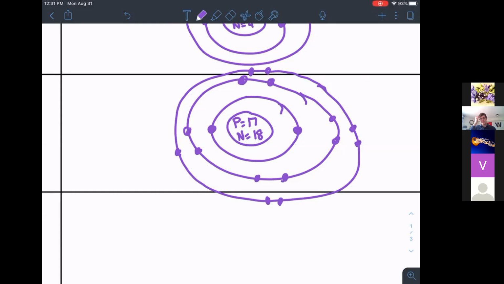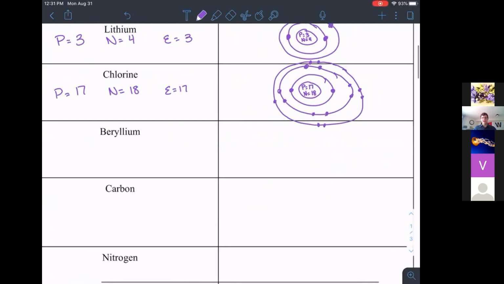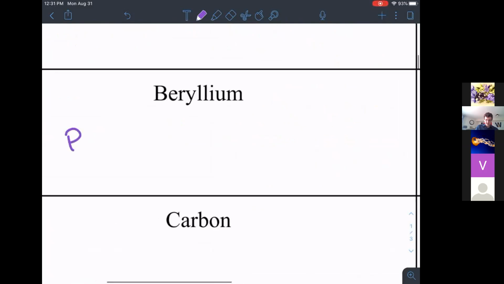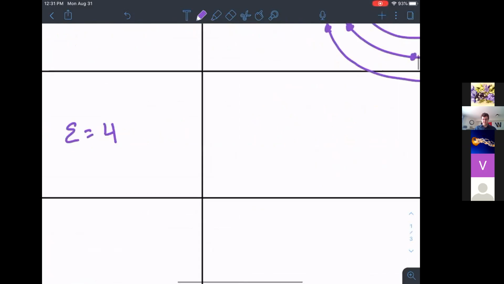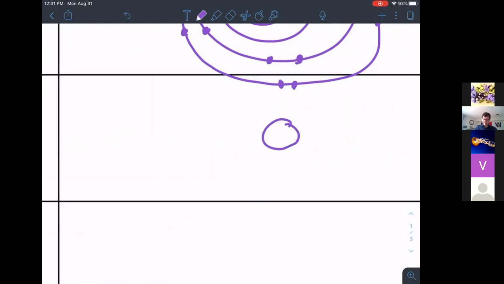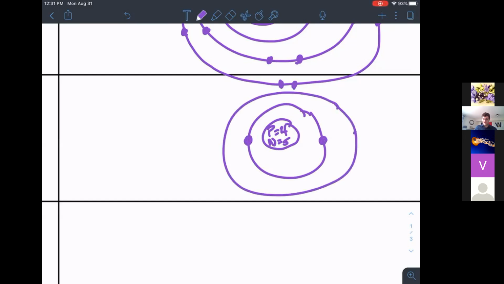So this is what I looked for when I was looking for chlorine. Remember, this was the hardest one, I think, for most people. The next one made it a little easier again, beryllium. The protons for beryllium were 4, the neutrons were 5, and the electrons were 4. We drew our nucleus, with protons 4 and neutrons 5. And then we drew our first orbital with 2 electrons in there, and then our second orbital, and we drew 2 more.